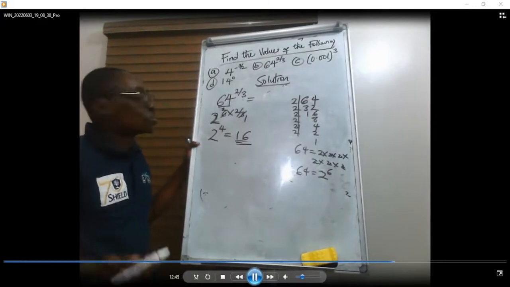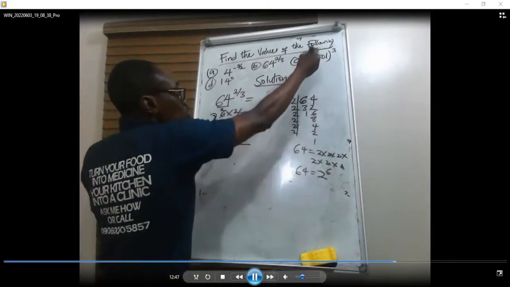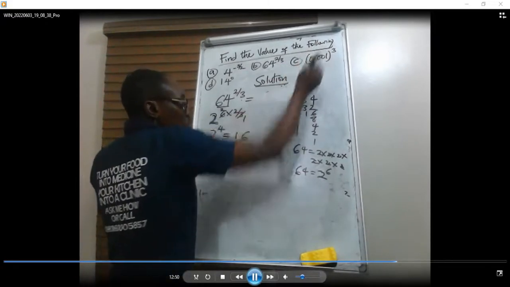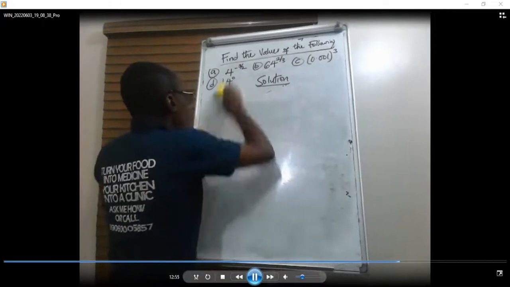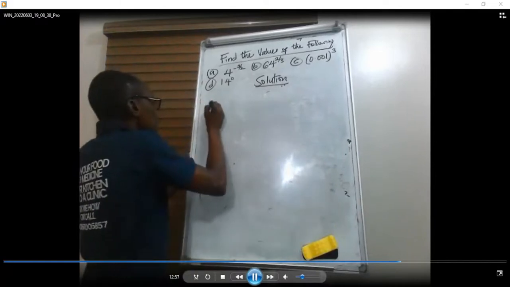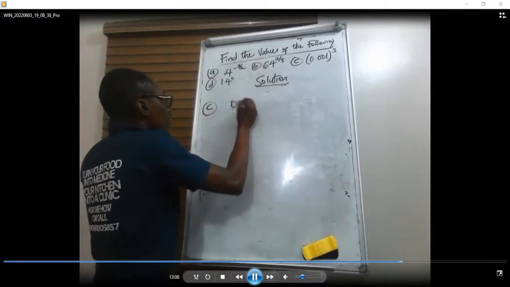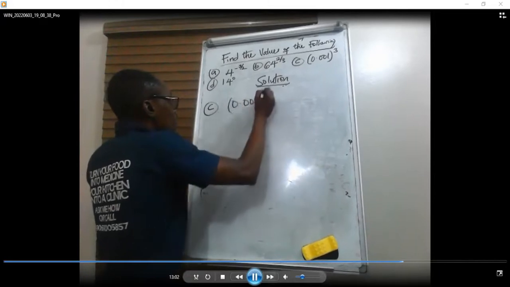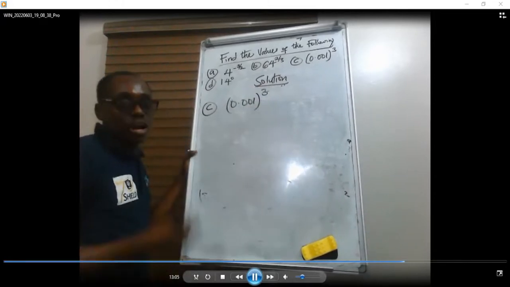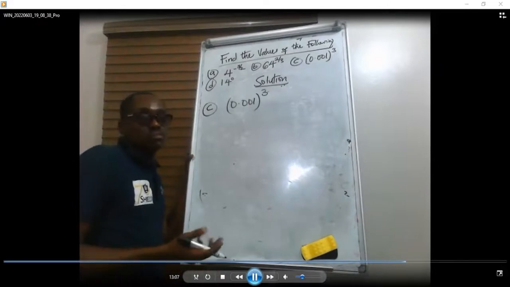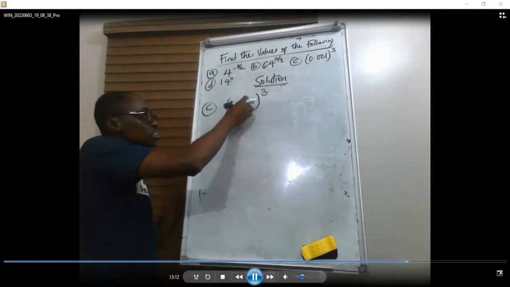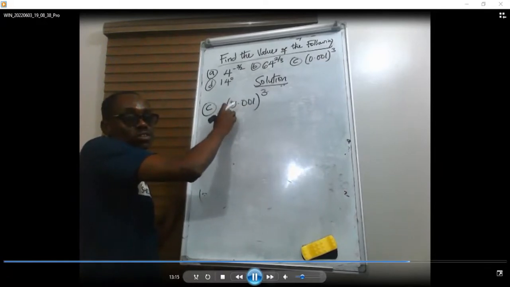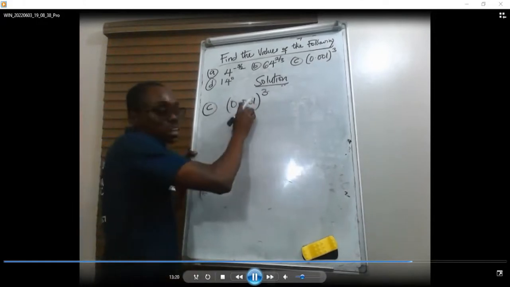Okay. So we're going to move over to 0.001 in bracket raised to power 3. So I'm going to rub this off right now. So for C, we have 0.001 raised to power 3. How do we solve this? The best thing to do is to change this from the decimal form to the standard form, index form.